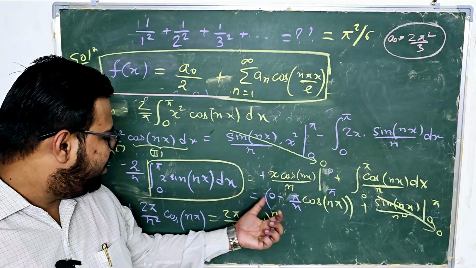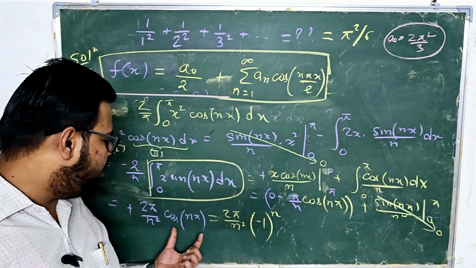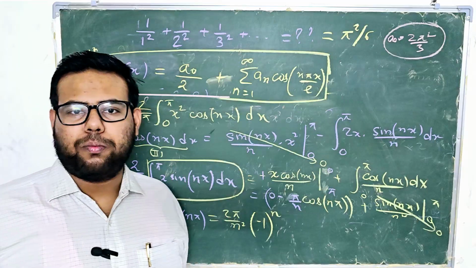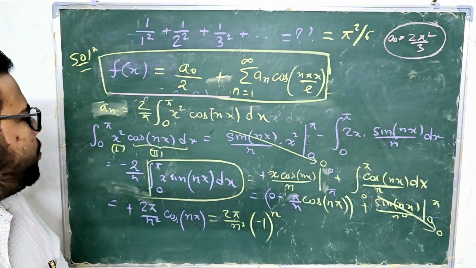Okay, so we can clearly say that this will be the expression for cos of nπ. Cos of nπ is (-1)^n. Okay, so we got this expression.